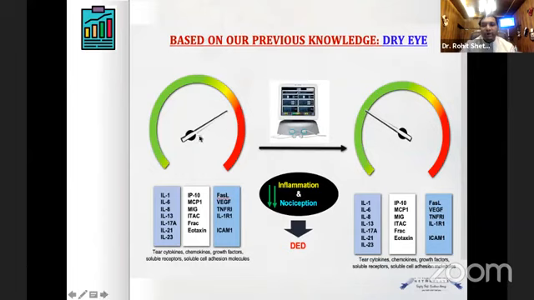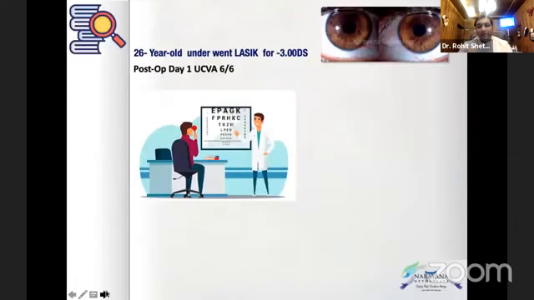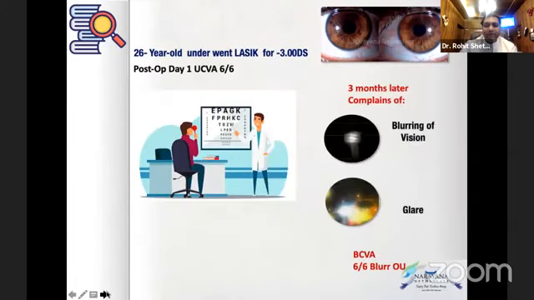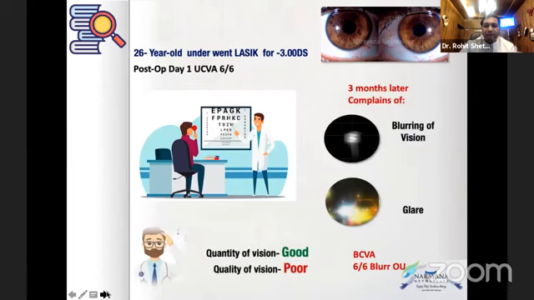The speedometer on the right side, which is in the red, shows that all the markers of inflammation are very high to begin with. And after you do the procedure, after 3 months, all of them become completely normal. This is a LASIK patient, 26 years old, LASIK for 3 diopters, with complaints of blurring of vision, unhappy vision.